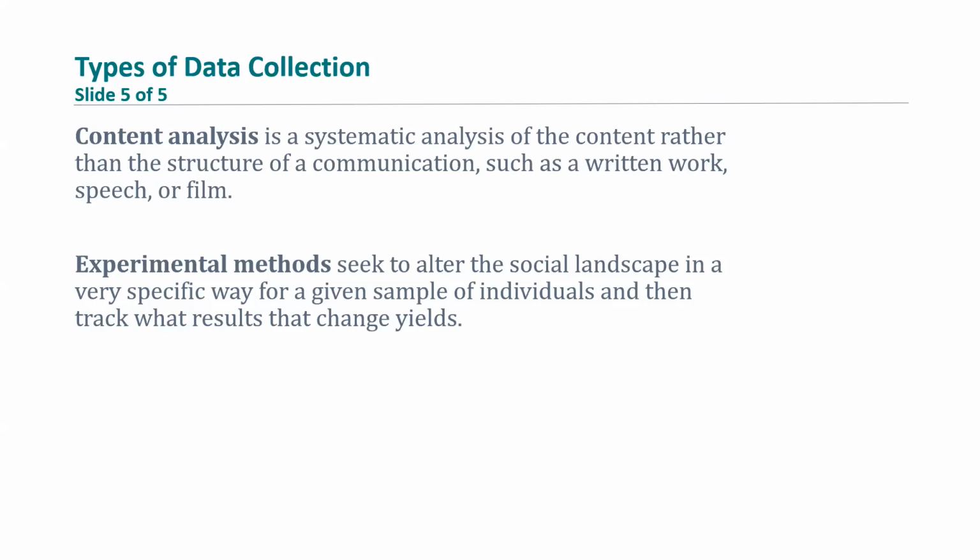Finally, we have experimental methods. They seek to alter the social landscape in a very specific way for a given sample of individuals and then track what results that change yields. So in experimental methods, you typically have two groups. You have the experimental group and you have the control group.